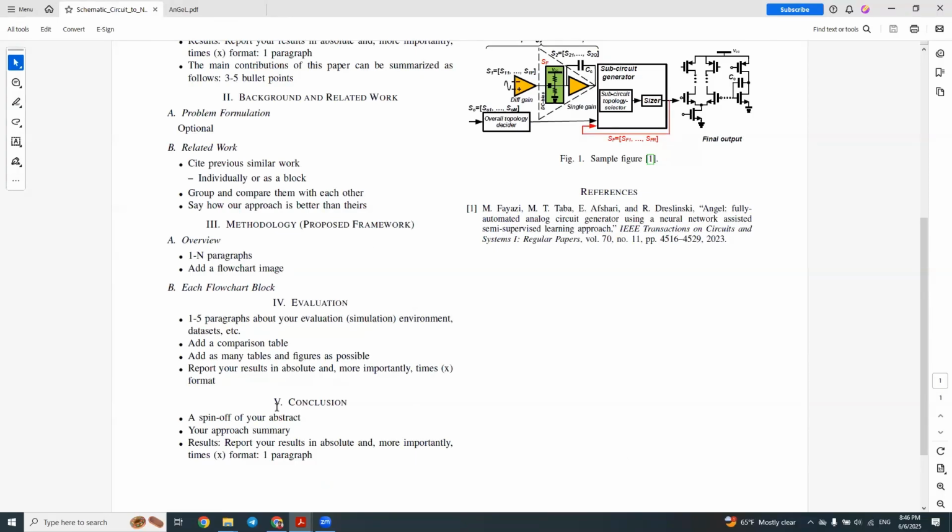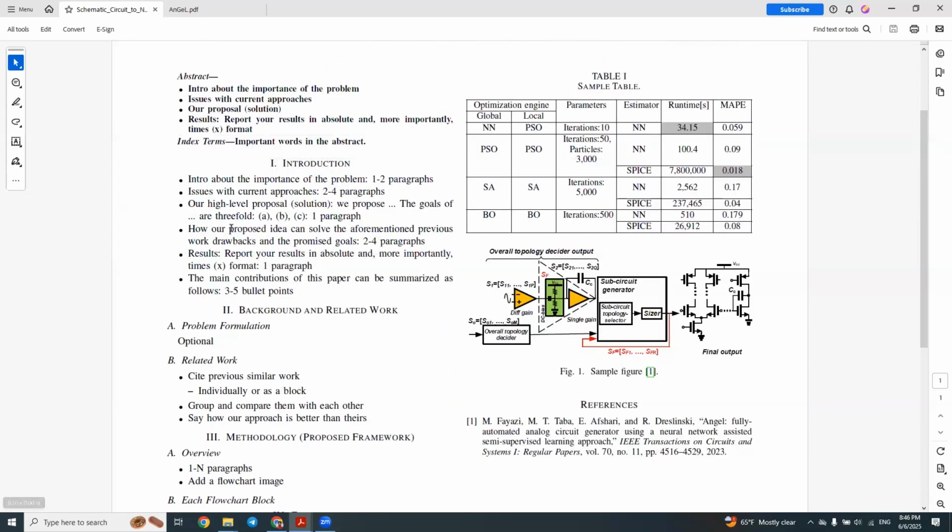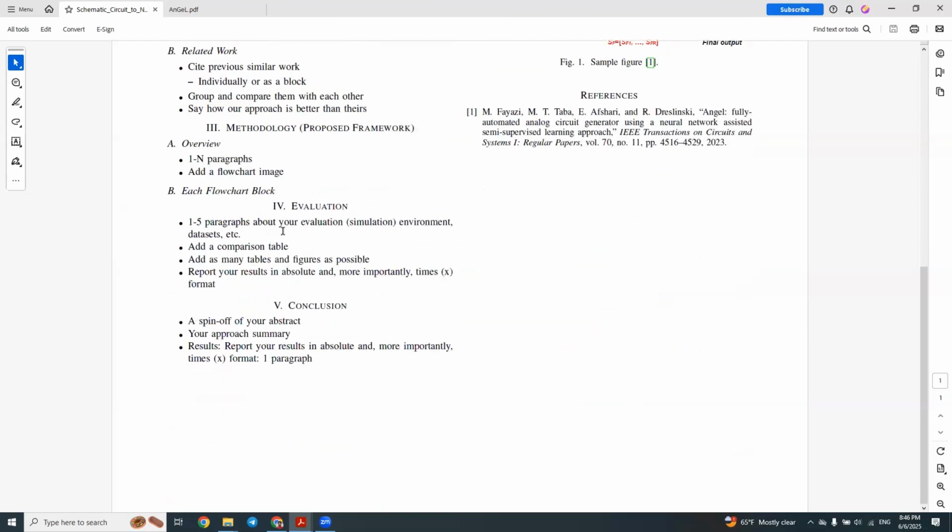All right, the last section is the conclusion, which is the spin-off of our abstract. It usually takes like 15 minutes to write that down. The difference is that we don't talk that much about the importance of the problem and the issues with the current approaches. We just give a summary of our approach and our results section.